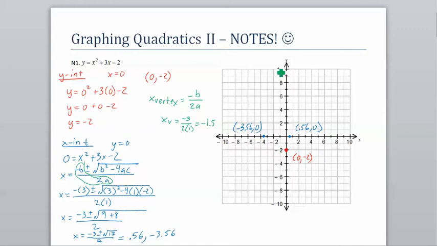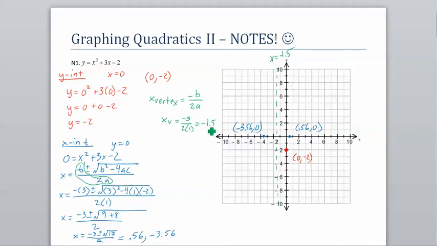So I'm going to go ahead and draw that in. So right here, there's my axis of symmetry at x equals negative 1.5. And you can see that that cuts it in half. Both of these points are about the same distance away from that axis of symmetry. The vertex will be somewhere on that axis of symmetry. And by looking at the points, we can kind of figure out, well, it should be somewhere down here. But where exactly is it, we now need to figure out.